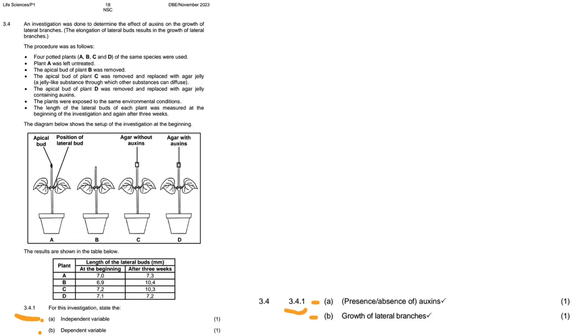We then have the results as shown in the table below, plant A, B, C, and D. The length of the lateral buds was measured at the beginning, and then again after 3 weeks. We can see the values of the measurements in the table. 3.4.1, for this investigation, state the A, independent variable. The answer is presence, absence of auxins. And for this investigation, state part B, the dependent variable. The answer, growth of lateral branches.